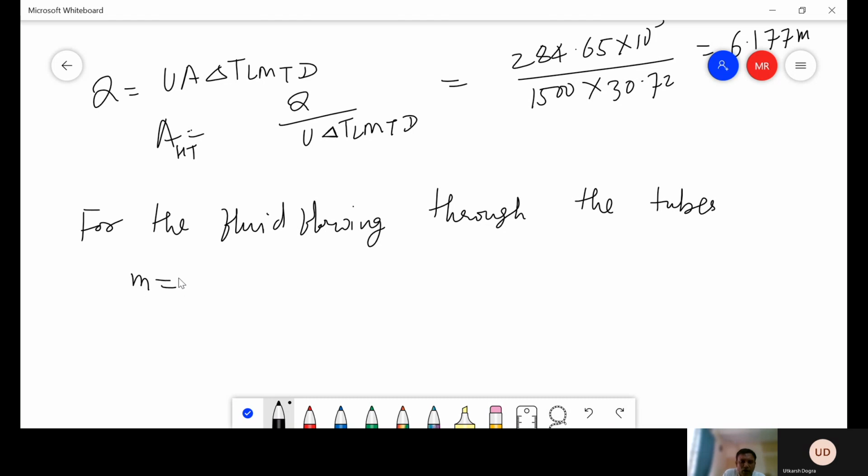Mass flow rate is given by what? It is given by rho into area into velocity, isn't it? Yes, sir. Correct.